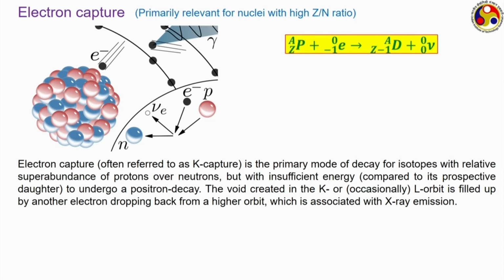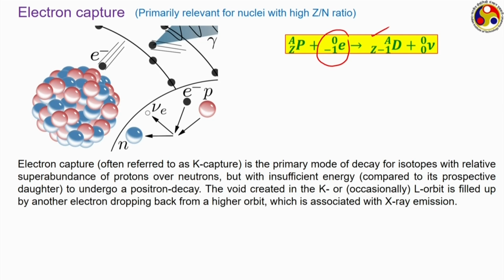So, the mathematical form will remain like this, where an isotope of Z A P is reacting with one electron. Mind you, this electron is coming from the orbits, leading to the formation of this daughter, which looks very similar to what we had in case of positron decay plus neutrino. But you have to keep in mind here, in the previous case, we have a positron coming out of the nucleus, and during that time a proton is getting converted to a neutron.